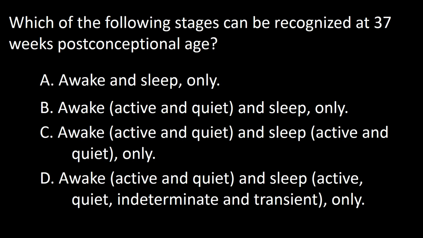Next question. Which of the following stages can be recognized at 37 weeks postconceptional age? A. Awake and asleep only. B. Awake, active and quiet, and asleep only. C. Awake, active and quiet, and asleep, active and quiet only. D. Awake, active and quiet, and sleep, active, quiet, indeterminate, and transitional only.